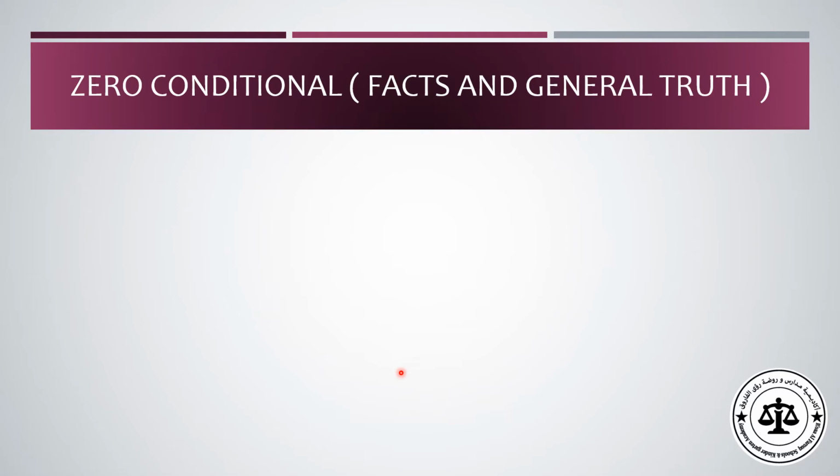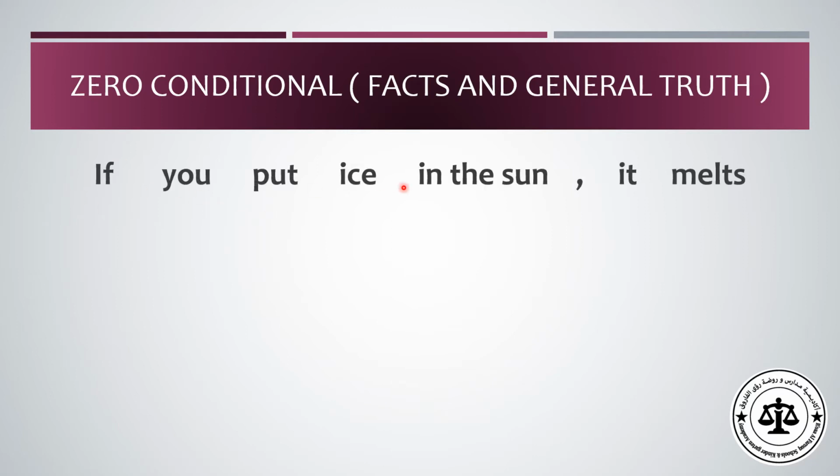So, the use of zero conditional is to talk about facts and general truth. نستخدم الزيرو كونديشنال لنحكي عن حقائق وأشياء ما بنقدر نغيرها أو حقائق علمية. How? You have to know that in zero conditional we have two sentences or two clauses. Look at this example. If you put ice in the sun, إذا حطيت الثلج على الشمس, it melts.